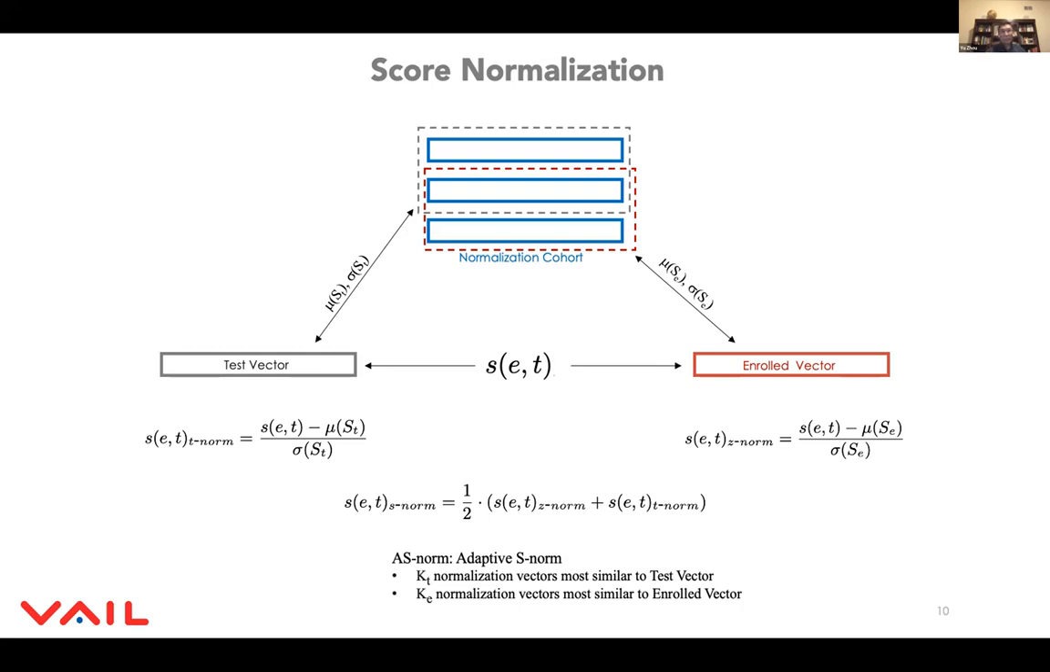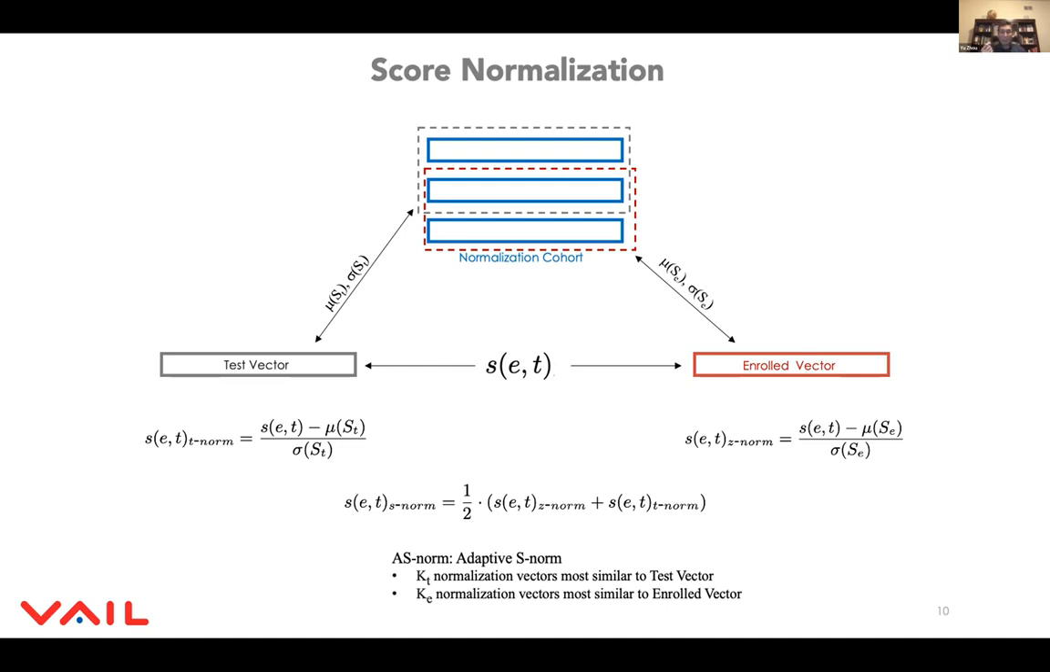And this can be done on the right-hand side between the normalization cohort and the enrolled vectors, so that only the high scores are selected for that normalization as well. So these are the common normalization methods used for single speaker verification.